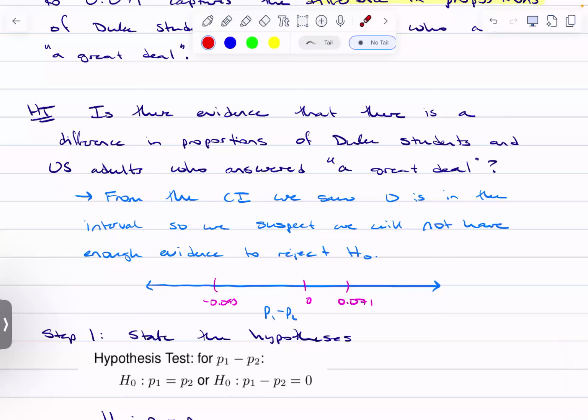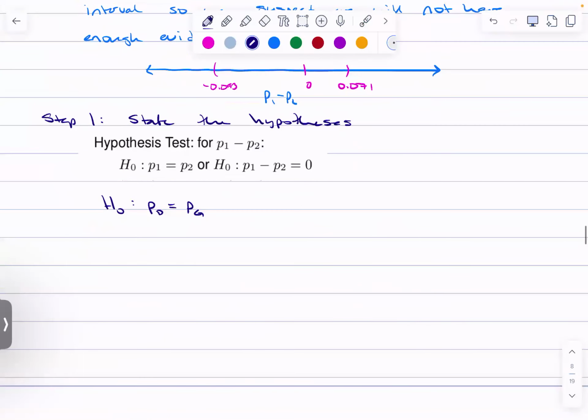Now, is there evidence that there's a difference in the proportions? That's where it gets boggy, because we're going to talk about the difference in proportions being different from 0. Or if I want to know if there's a difference, PD is not equal to PG, because I want to know if there's a difference. That's a little bit cleaner, and that's why I say this one is a little bit more intuitive.